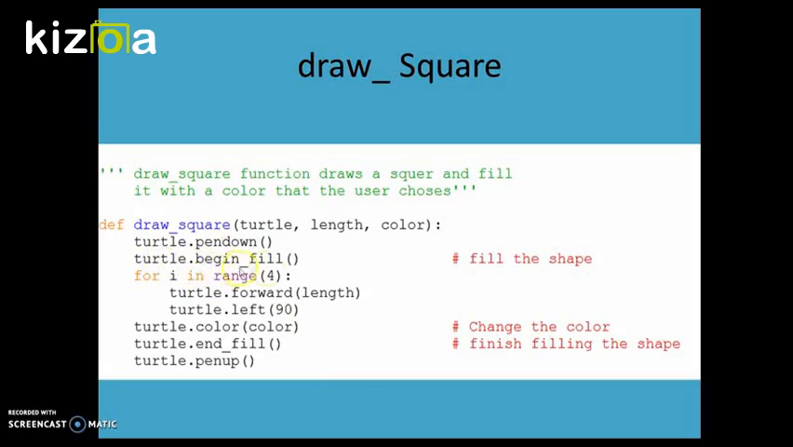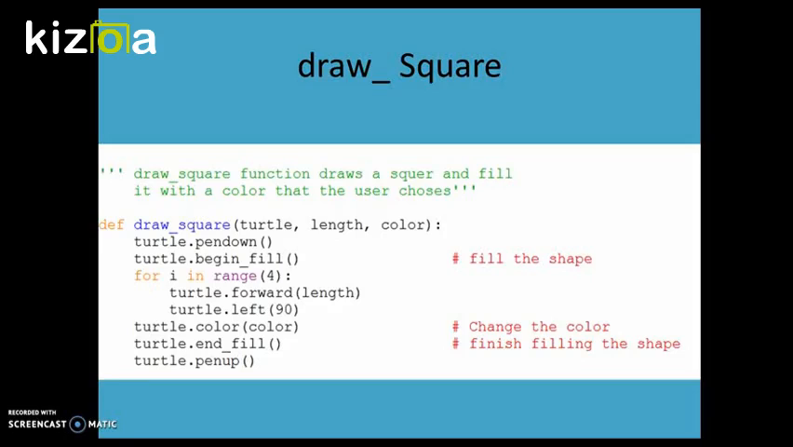Over here you can see turtle begin fill. So before it draws the square, it fills it out with color, and then it's followed by a for loop so that it would loop 4 times to create that square. Once it's done creating that square, it's going to color it, fill it up, and then move on to the next square.